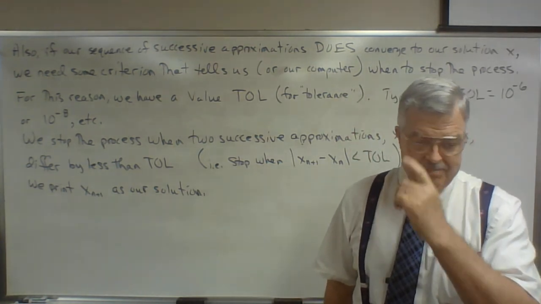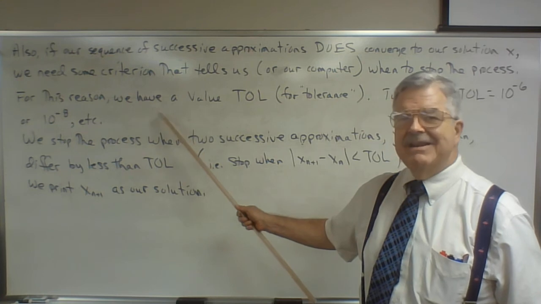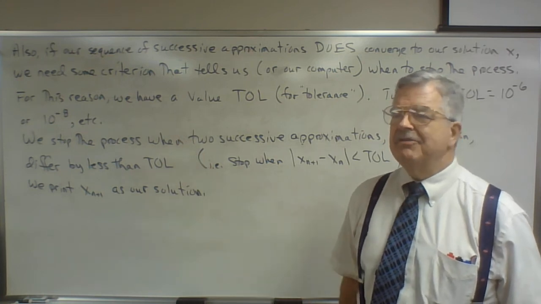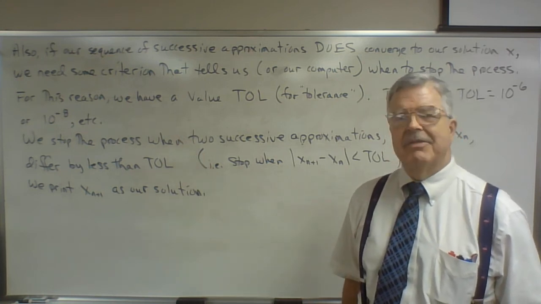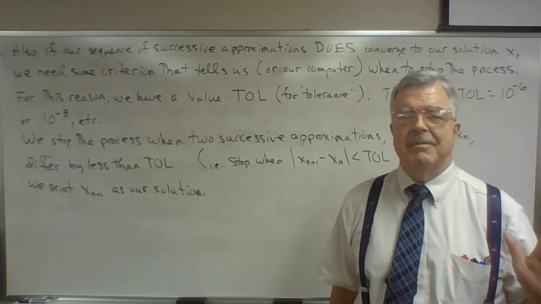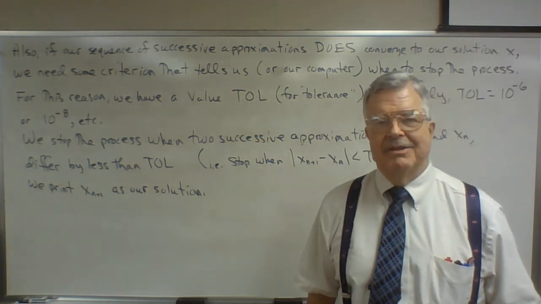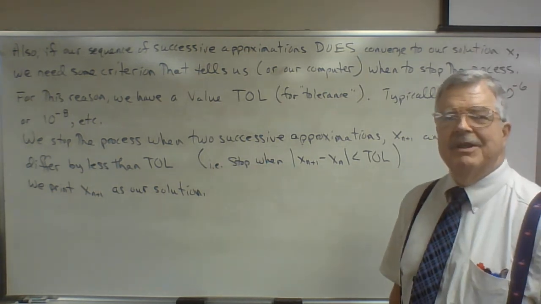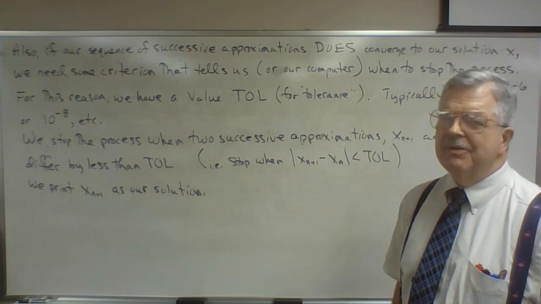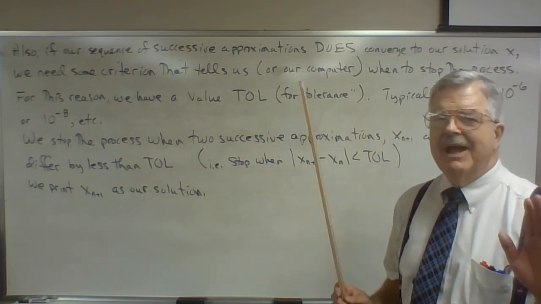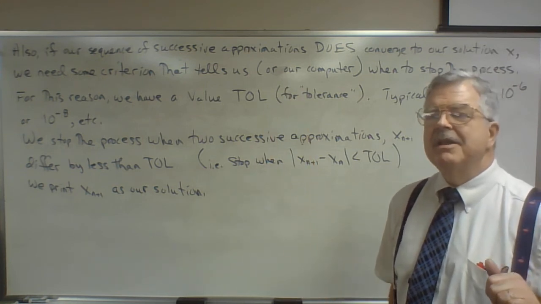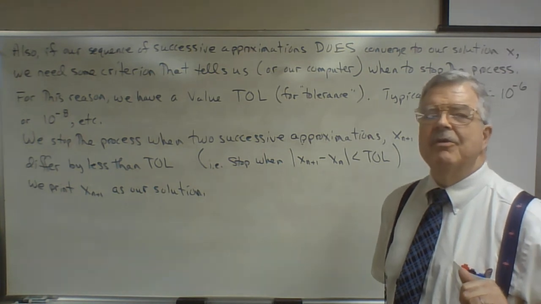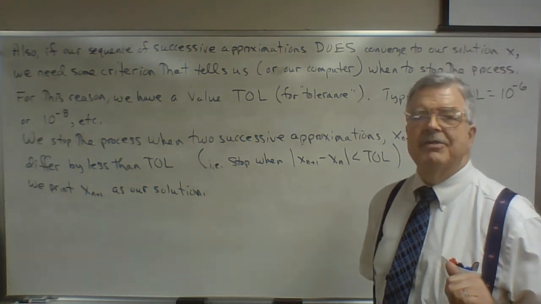I want to end this presentation of Newton's method just by amending my input, because we had this thing that we needed to enter as input, and we also had max, and I want to make that amendment just so that if we write this program, we'll know that those should be part of the input as well.